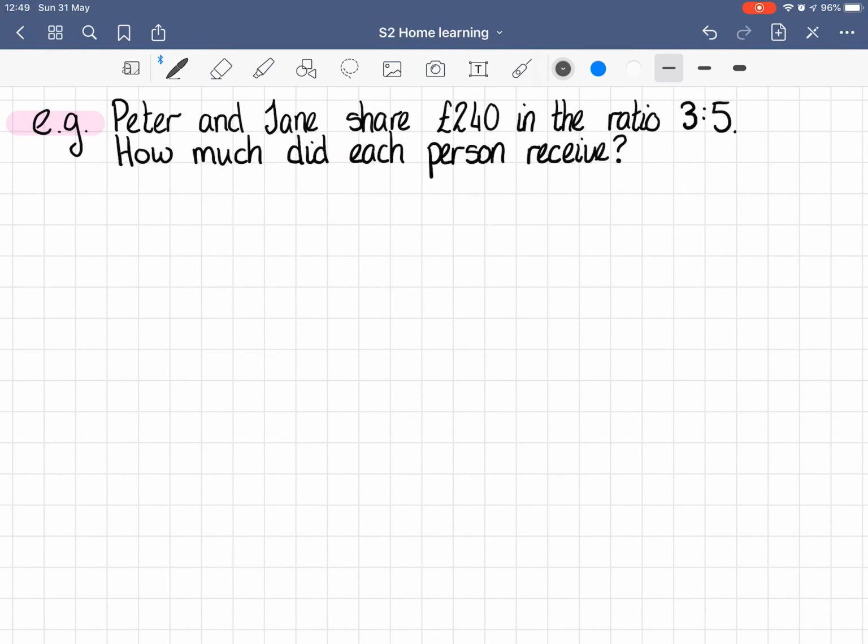So now we're going to look at sharing a quantity. In this example, Peter and Jane share £240 in the ratio 3:5. How much did each person receive? So I'm going to draw my bar model first of all. So Peter has 3 parts and Jane has 5.